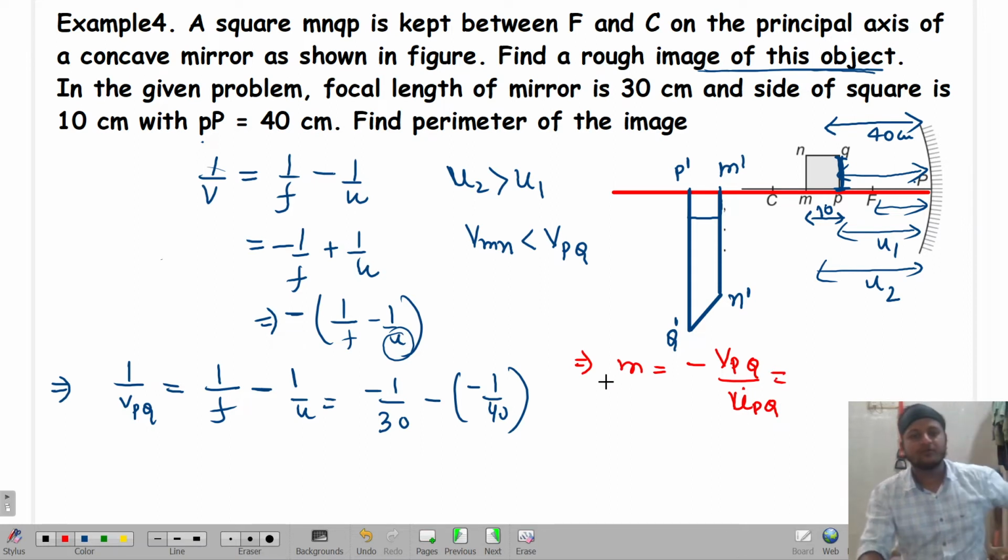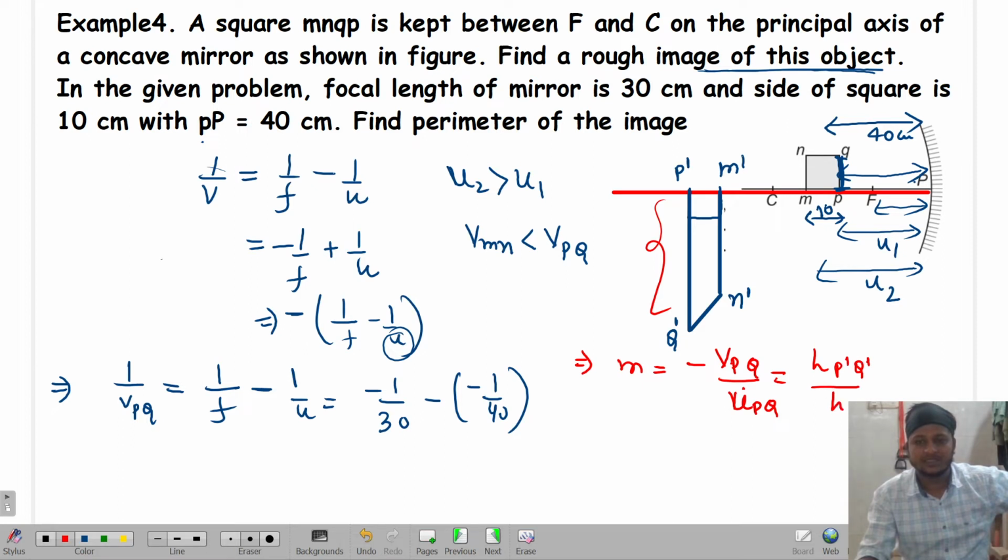But this is not enough. We get the magnification, but we need to find the height of P prime Q prime. So how to calculate that? Magnification should be equal to height of P prime Q prime divided by height of PQ. Apply this formula. You are aware of the object distance, from this formula you are aware of the image distance, and you are aware of the height of PQ, that is equal to 10 centimeter. Then you can calculate the height of P prime Q prime or not. Yes or no? You can, Anush? Yes or no?